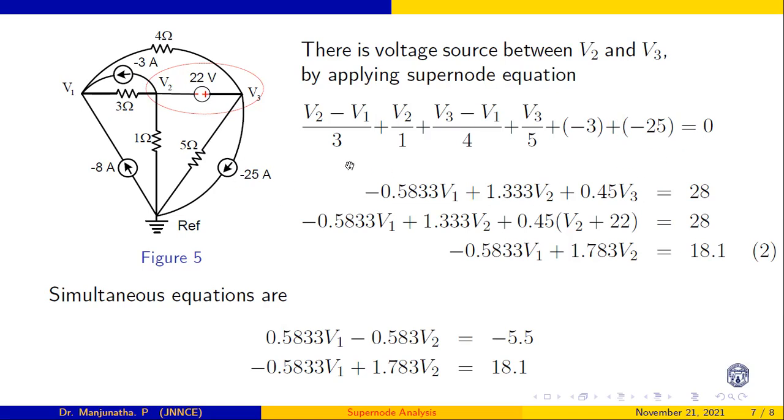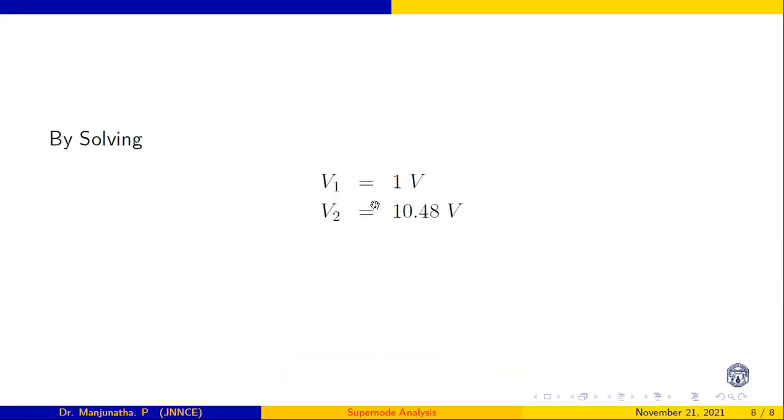Again, simplifying this equation, V1 by 3 and V1 by 4 give 0.5833, and V2 by 3 and V2 by 1 give 1.33 V2. Simplifying this with 22, we are getting 0.5833 V1 plus 1.783 V2 is equal to 18.1. So this is the first equation and this is the second equation. These are the two simultaneous equations. Solving these two, V1 is equal to 1 volt and V2 is equal to 10.48 volts.